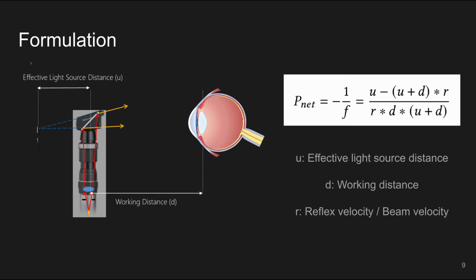D is the working distance, that is, the distance between the retinoscope and the eye lens plane. R is the main variable from the retinoscope functioning. It is the ratio of reflex velocity to beam velocity.